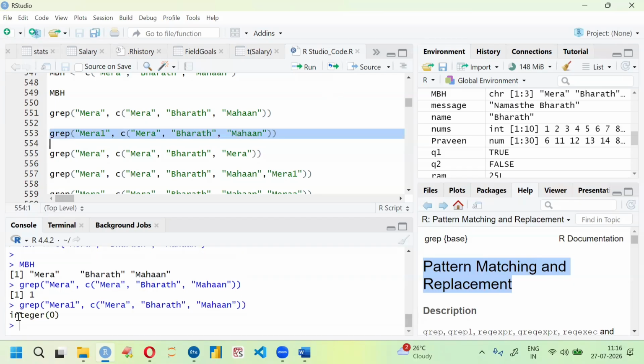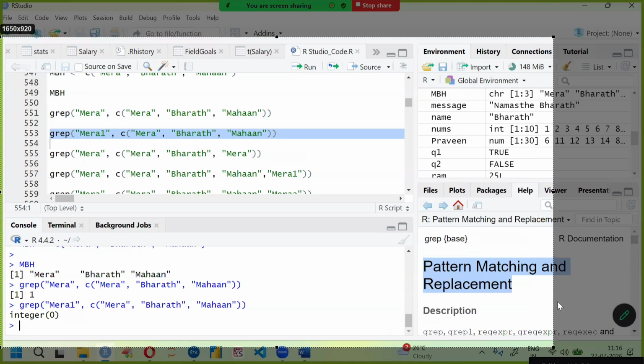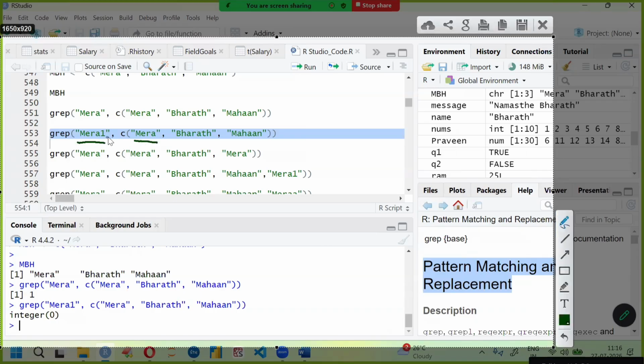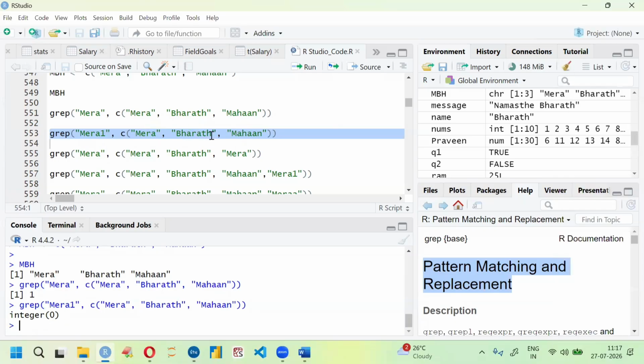See, we are getting integer 0. What is the meaning of integer 0? It is saying that none of the elements is matching the pattern. Try to understand the logic. It is trying to search for Mera1. Though here we have Mera, it does not have that one. So it will not consider this one, and it will not consider Bharat and Mahan. None of the elements is matching, so we get integer 0. That means none of the elements is matching the pattern.